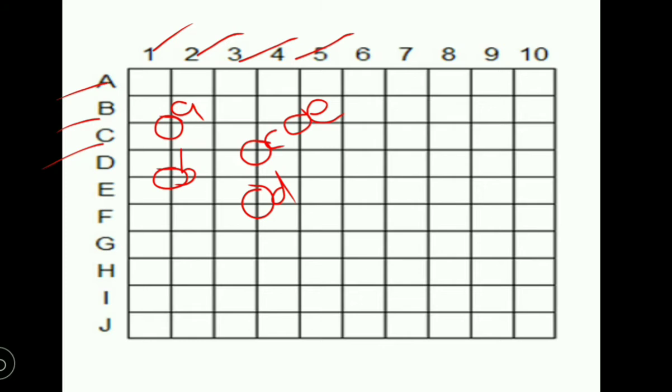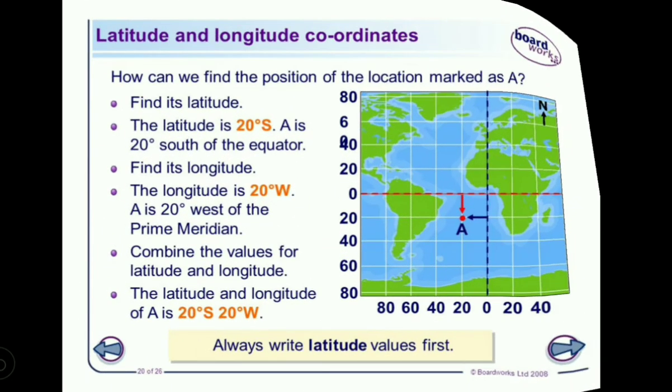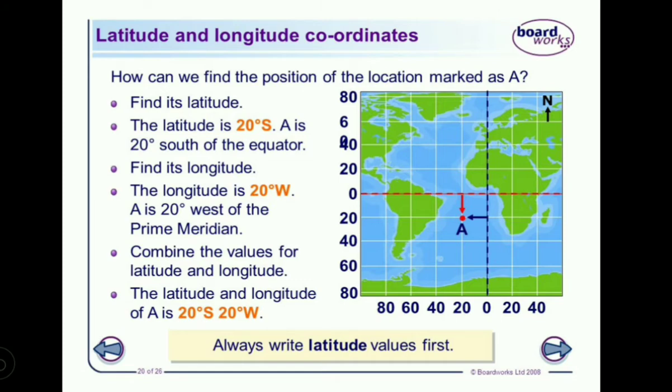A, B, C, D, E, these are some of the intersection points to locate a place on the latitudes or longitudes on your globe. So it is easy to locate places on our globe with the help of these intersecting vertical and horizontal lines. Next we go to latitude and longitude coordinates.